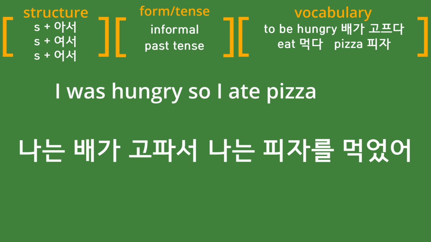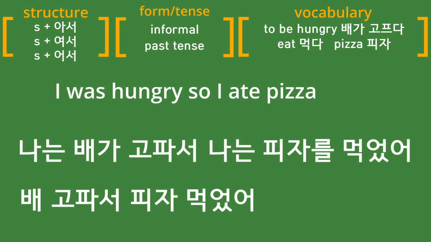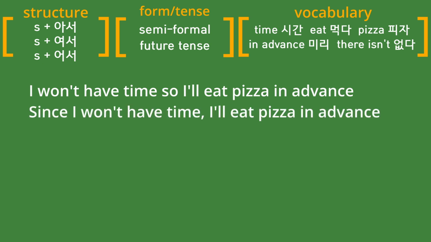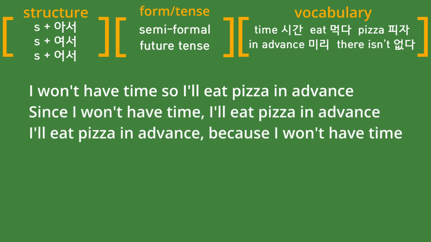Koreans may say this sentence 배고파서 피자 먹었어. They love to keep it short. When you speak in the past tense or present tense, there is no need to conjugate the predicate connecting to 아서, 어서, 여서 in tense. Then this time let's try the future tense. I won't have time, so I will eat pizza in advance. Since I won't have time, I will eat pizza in advance. I will eat pizza in advance because I won't have time.